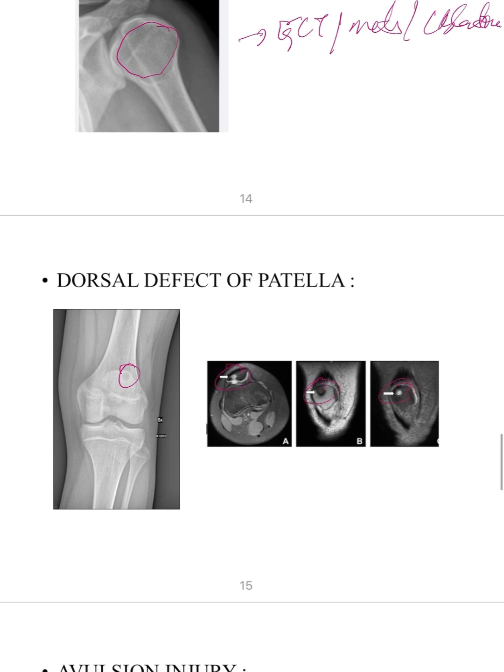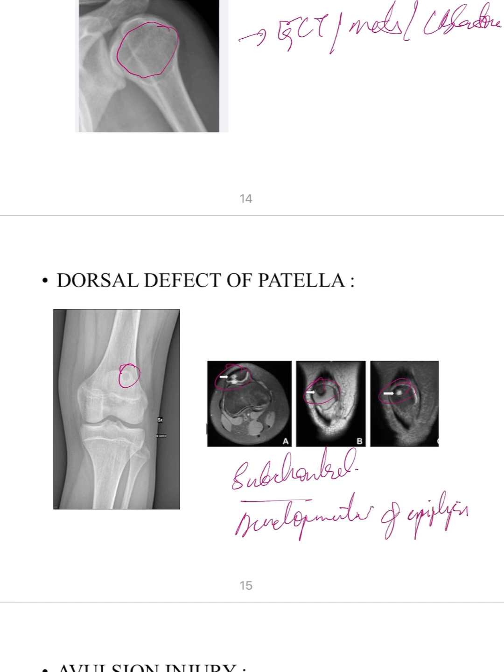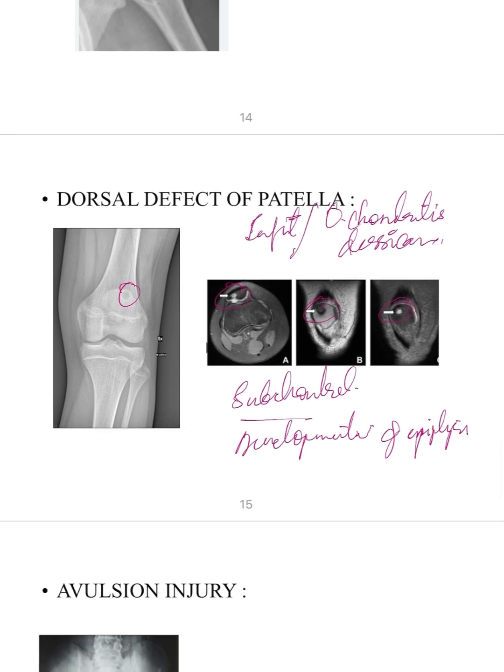This is also a benign subchondral lesion. It is basically a developmental alteration of the epiphysis due to delayed or failed ossification. You need not remember much, but it can be mistaken for a pathological process like a focus of infection or osteochondritis dissecans. So just a mimic. This condition is very common in the patella and need not have any further investigation done.